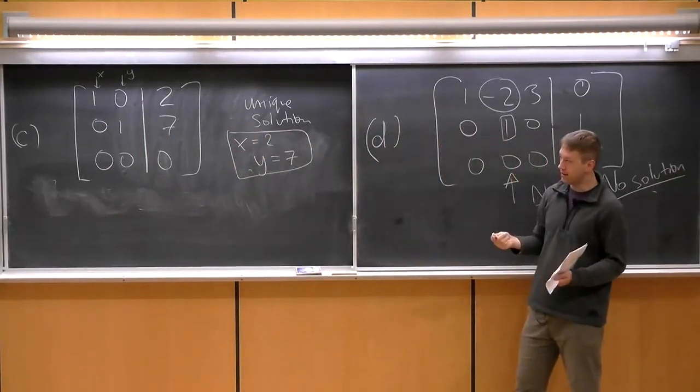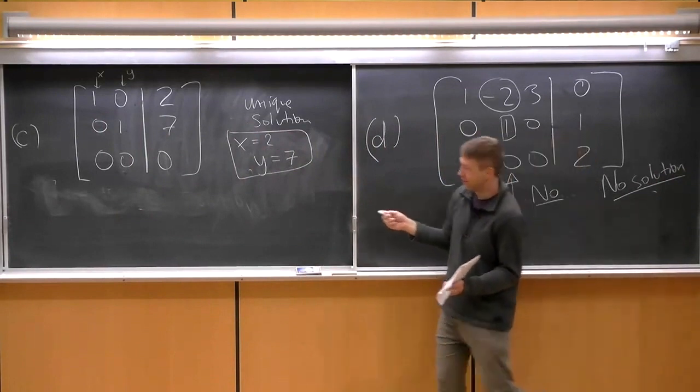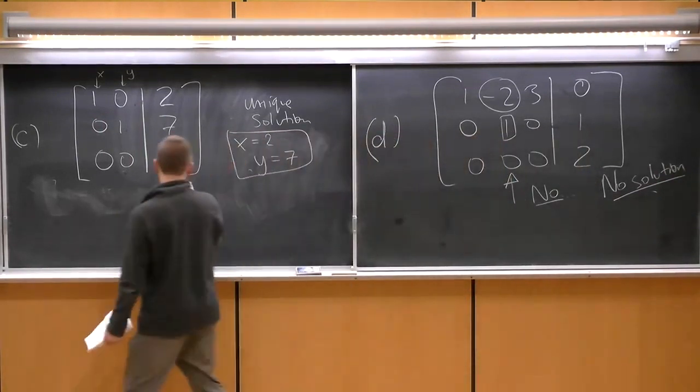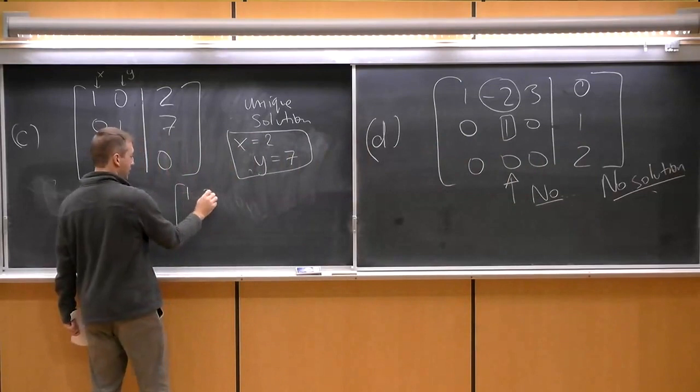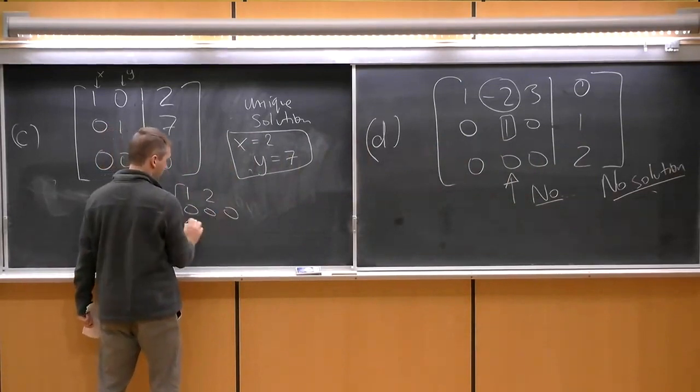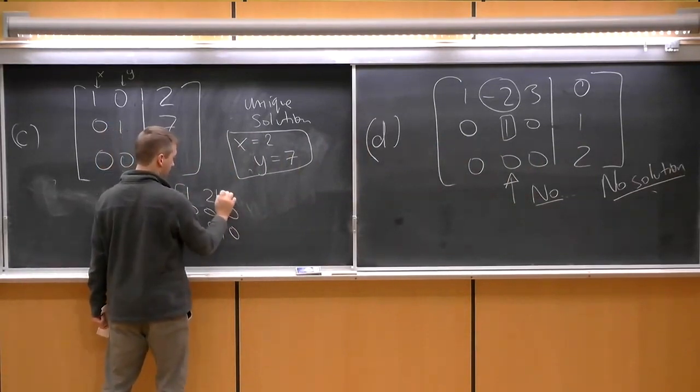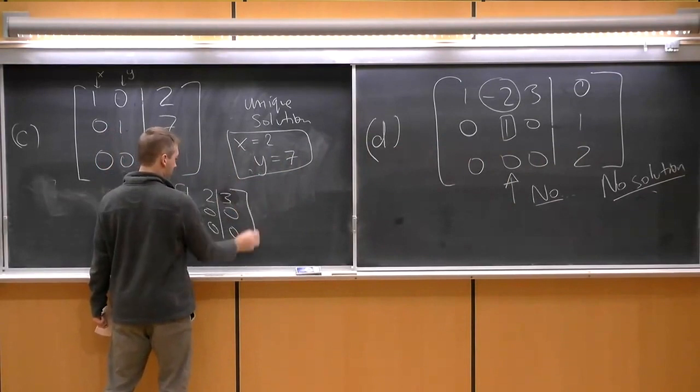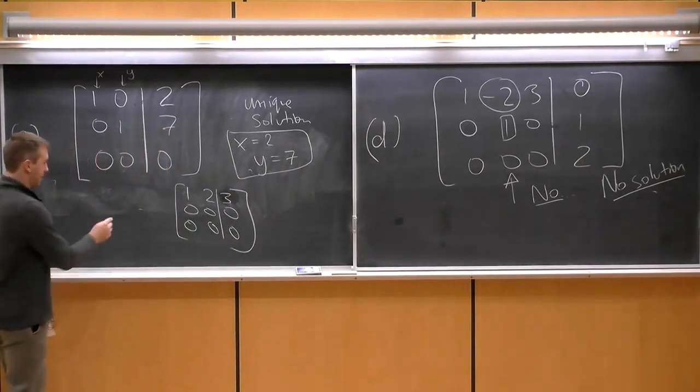But you could also have infinitely many solutions if, for example, you ended up with like 1, 2, this would be infinitely many solutions.